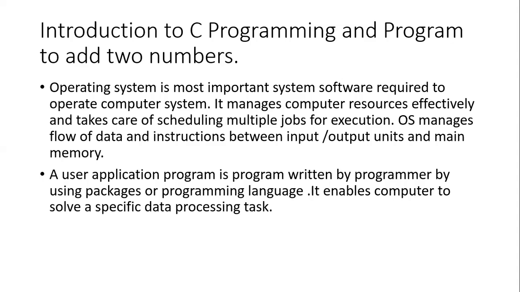Operating system is the most important system software required to operate a computer system. We know the types of operating systems: Windows, Linux, Unix, Ubuntu. Why are they required? To operate a computer system, to run it properly. What does an operating system do? It provides an interface between humans and computers. Humans can interact with computers via the operating system. It manages computer resources effectively and takes care of scheduling multiple jobs for execution.